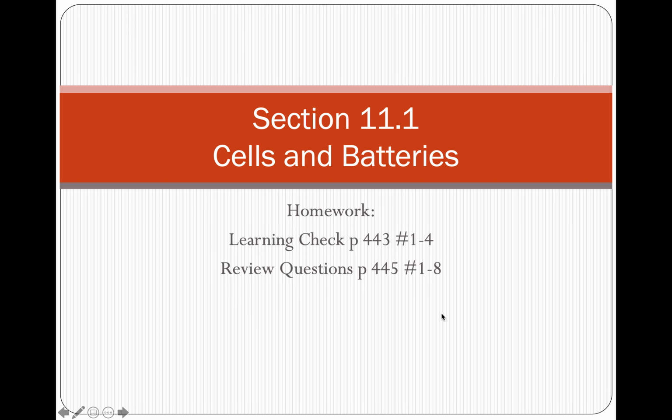Welcome. Here we go, another one, section 11.1, cells and batteries. We finished chapter 10 talking about static electricity. Now we're going to talk about current electricity in a bit more detail for chapter 11.